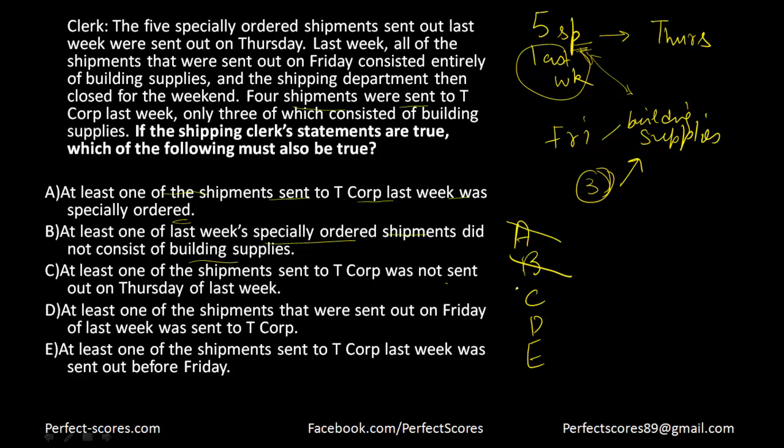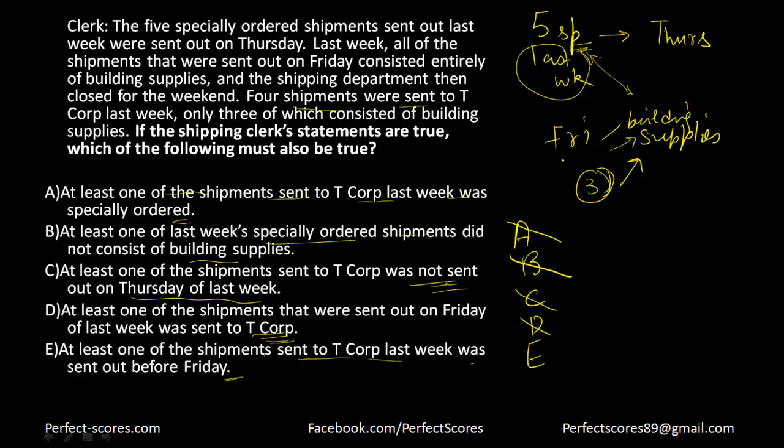So that means C is also incorrect because we do not have information of not sent out on Thursday of last week. D says at least one of the shipments that was sent out on Friday of last week was sent to T Corp. Again, we do not have information whether T Corp got the shipment of these building supplies or not. E says at least one of the shipments sent to T Corp last week was sent out before Friday. This is 100% correct.